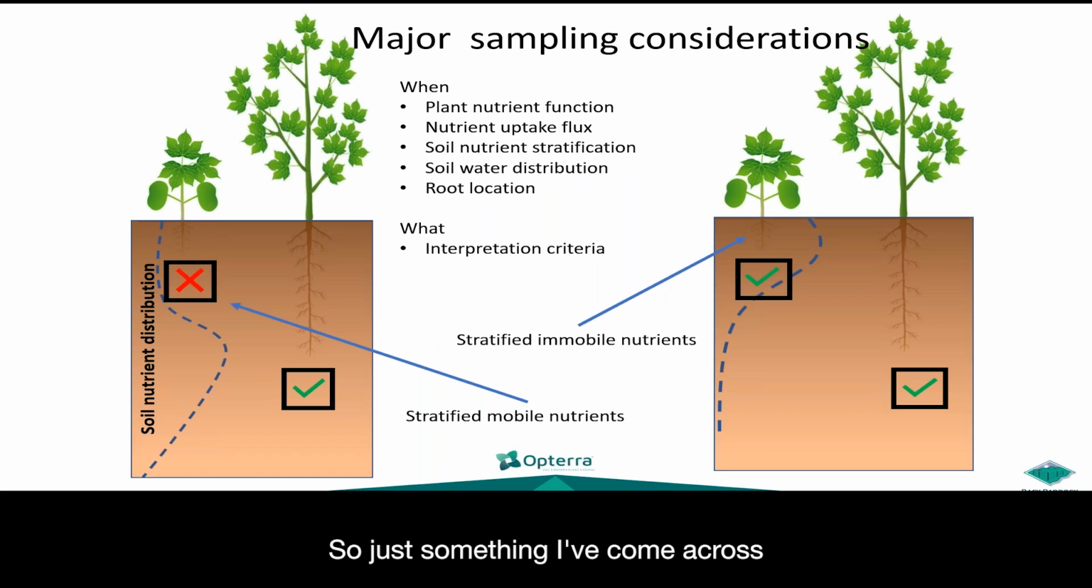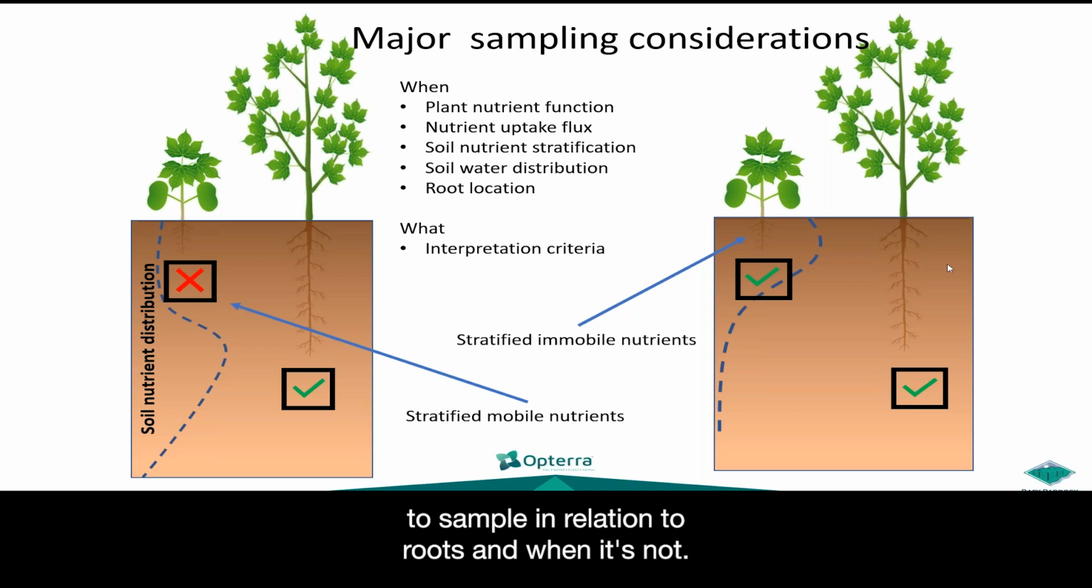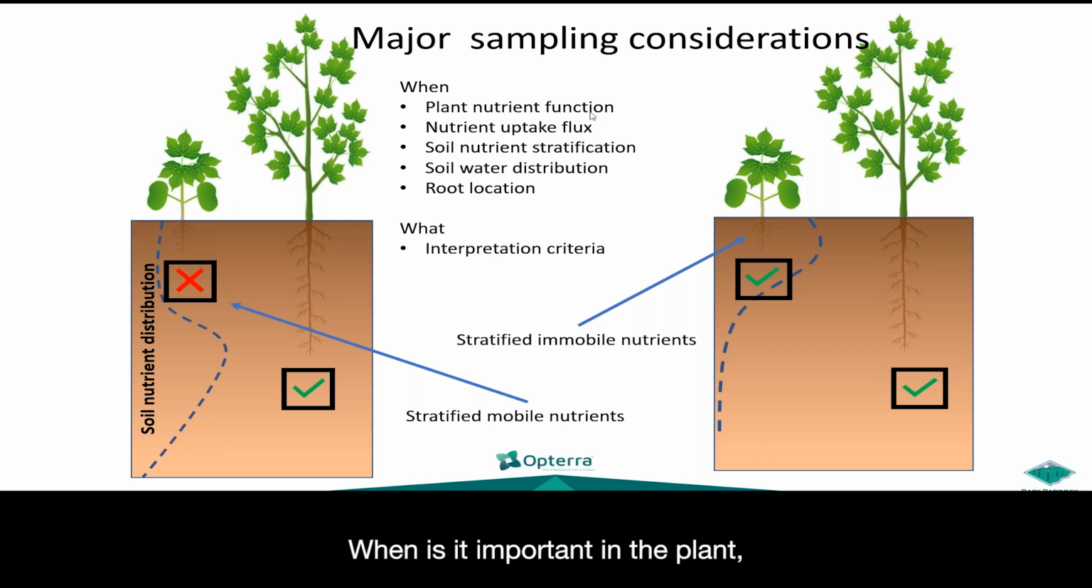So just something I've come across in the broadacre sense. When is it right to sample in relation to roots and when is it not? We want to know about plant nutrient function. When is it important in the plant? When is it less important? What's the nutrient uptake flux? So when's the peak uptake? Are the soil nutrients stratified in some way?